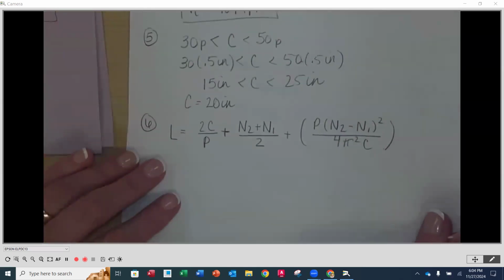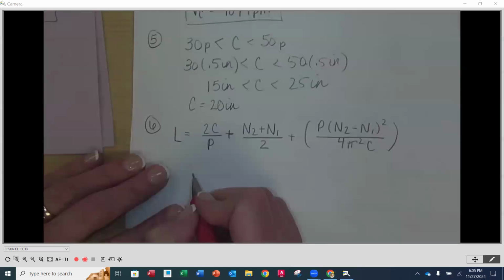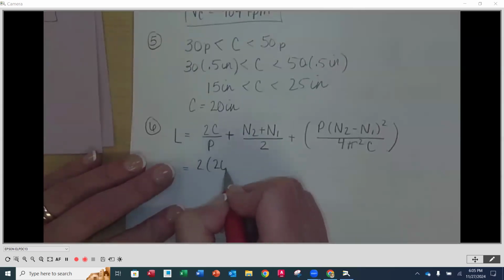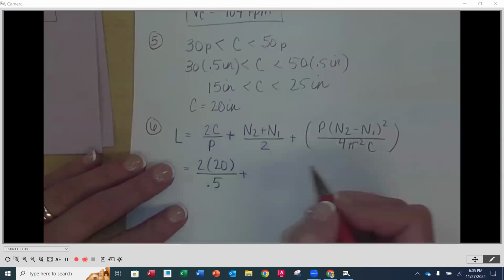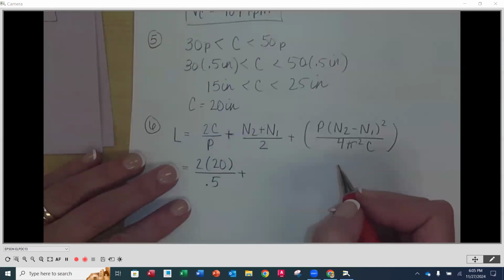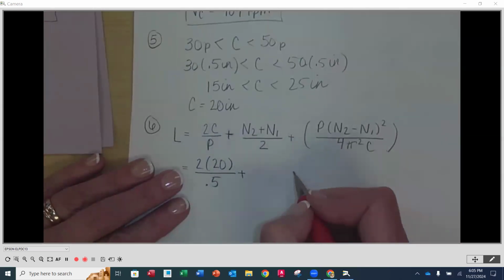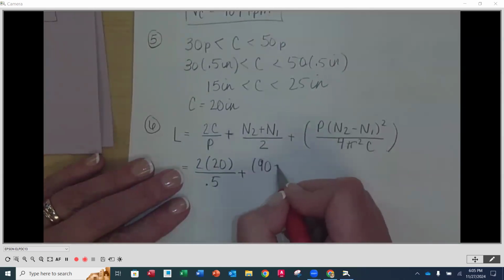So let's scooch this up here a little bit. So this is going to equal 2 times 20. And then for P, you want to put the 0.5, the inch equivalent. Don't put 40 in for P in calculations. Always use the distance.